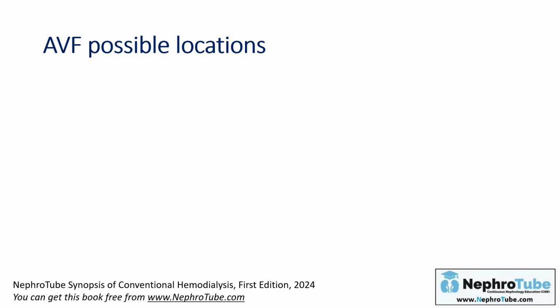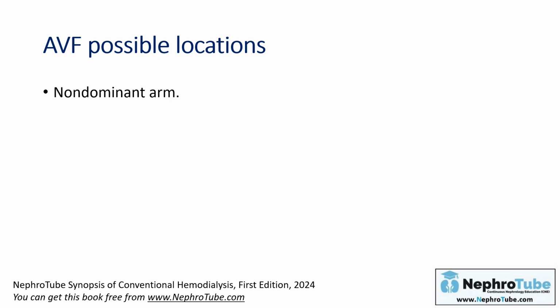What are the possible locations of AVF? First, it must be done in the non-dominant arm, as we mentioned. These are the general rules for the choice of the location of AV fistula. Why do we have to do it in the non-dominant arm? Because the dominant arm is usually utilized by the patient during his life. So there is high risk of trauma and injury to his dominant arm.